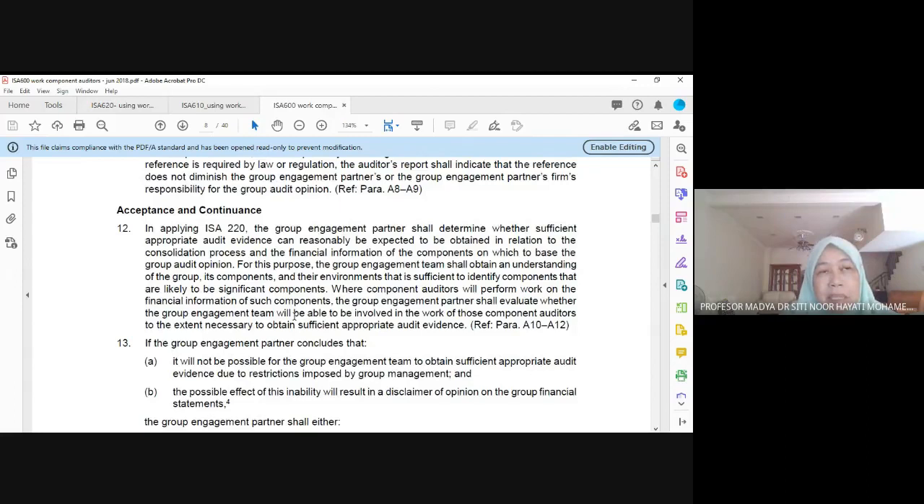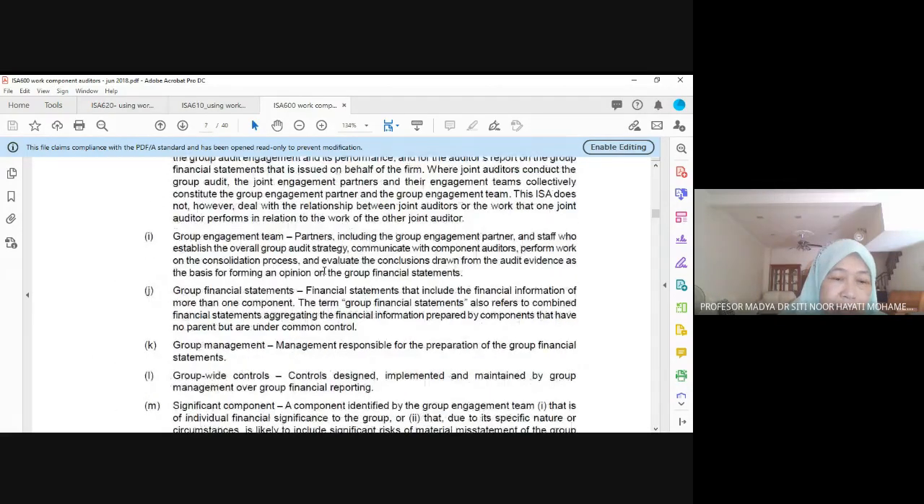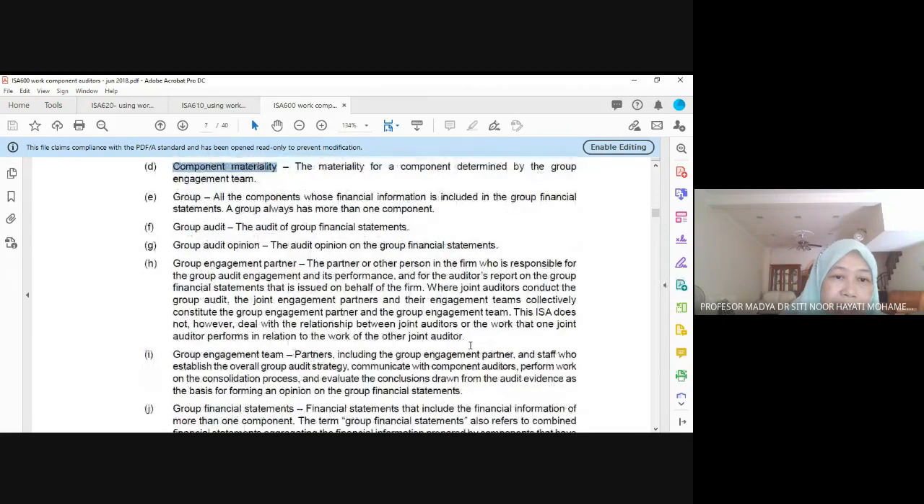But I just like to relate how the auditor, so when I say auditor here, I'm referring to, there is no definition here. Previously they used principal auditor, but now they use the group engagement partner. So the group engagement partner is what we say the auditor. When I say auditor, I refer to the group engagement partner. Is that clear, everybody?